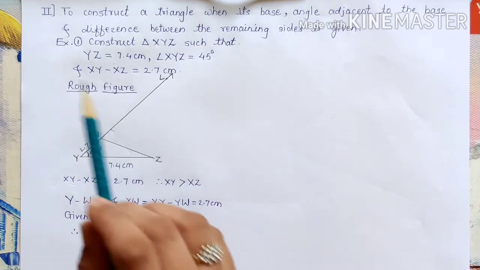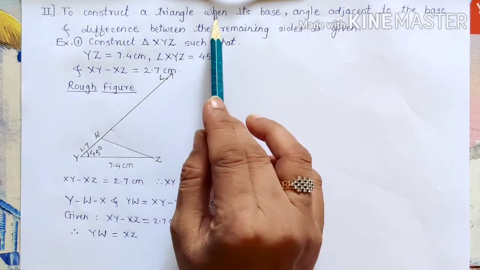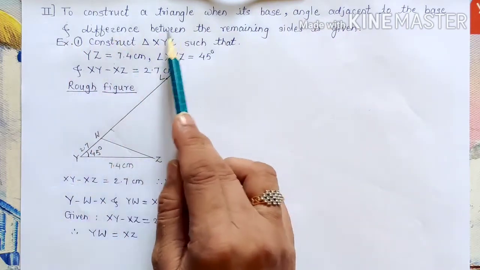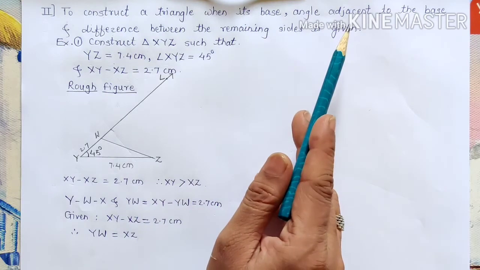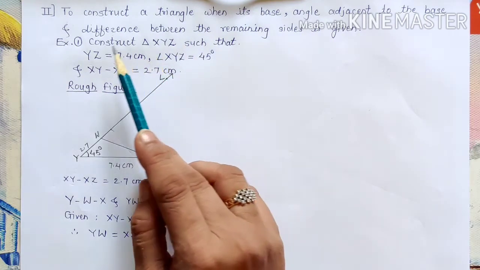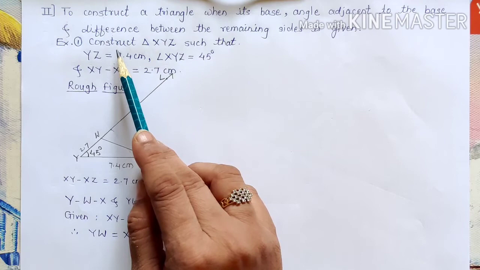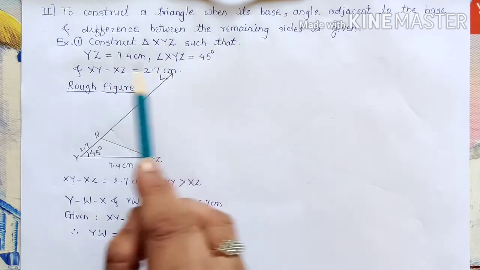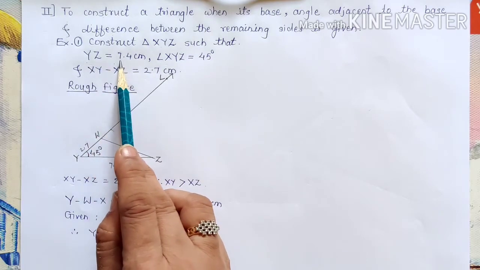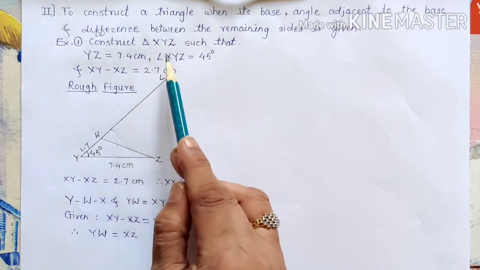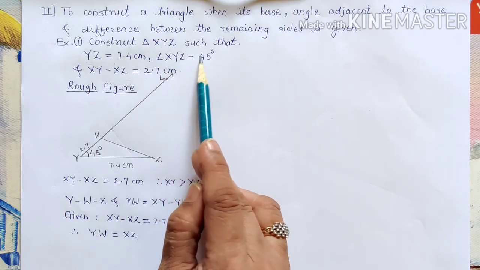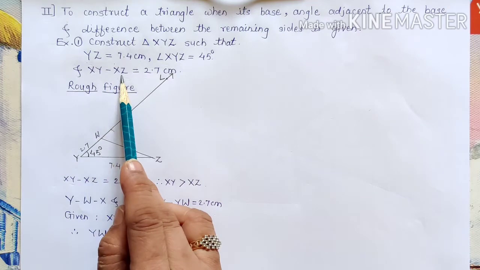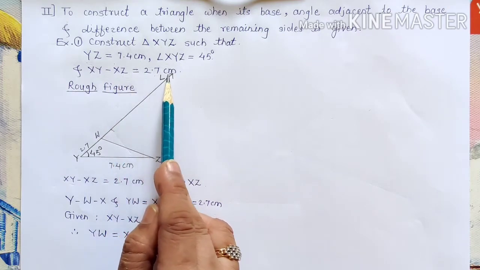Construction of triangles. Second type: to construct a triangle when its base, the angle adjacent to the base, and the difference between the remaining sides are given. So the first example from practice set 4.2. Construct triangle XYZ such that YZ is equal to 7.4 centimeter, angle XYZ is equal to 45 degree and XY minus XZ is equal to 2.7 centimeter.